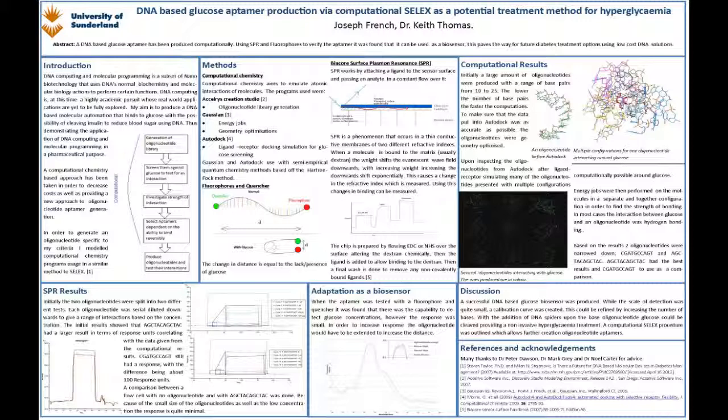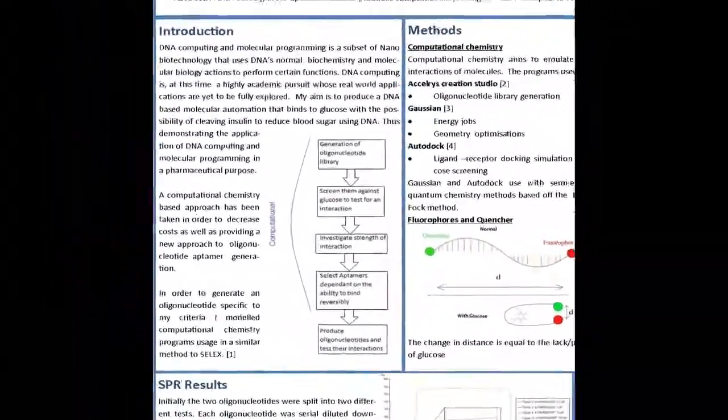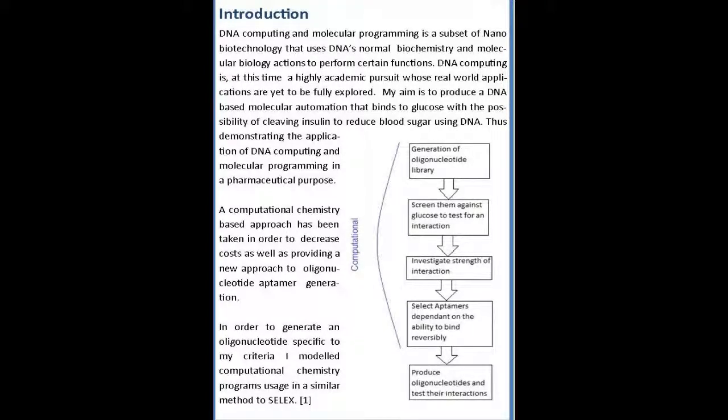Achieving this goal would greatly increase the knowledge in this relatively young field and demonstrate a practical use of this previously abstract technology. Computational chemistry methods have been used to decrease the research costs while allowing a novel approach to oligonucleotide aptamer generation. In order to allow the study of many oligonucleotides to find one with the appropriate properties, the workflow emulated the SELEX procedure. This methodology could potentially be used for the production of any DNA-based aptamer.